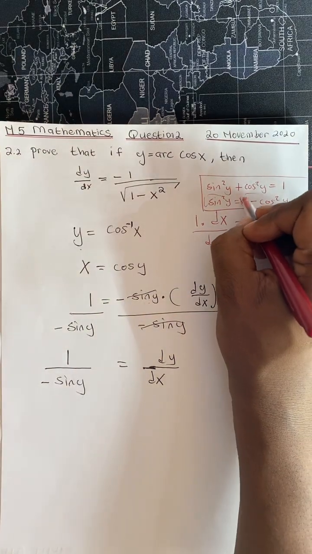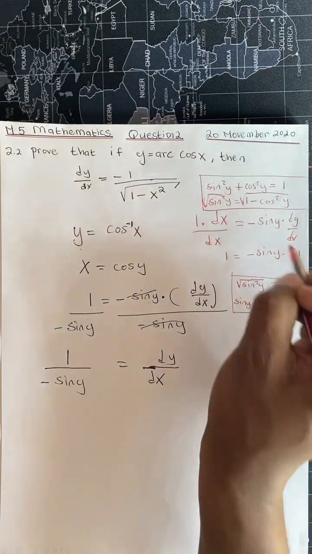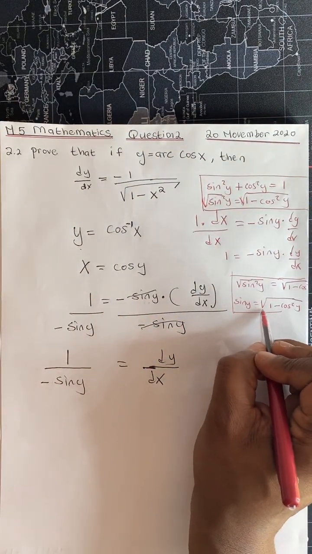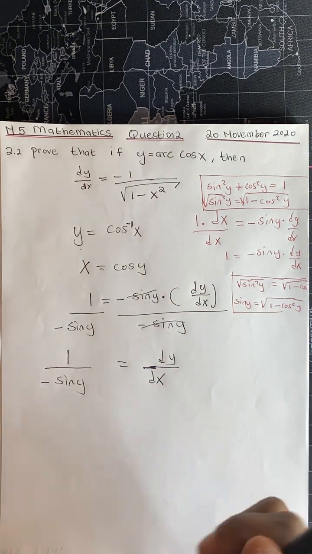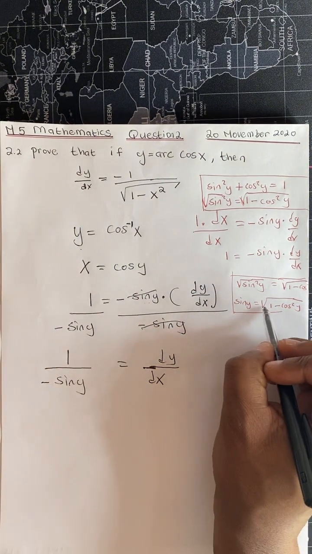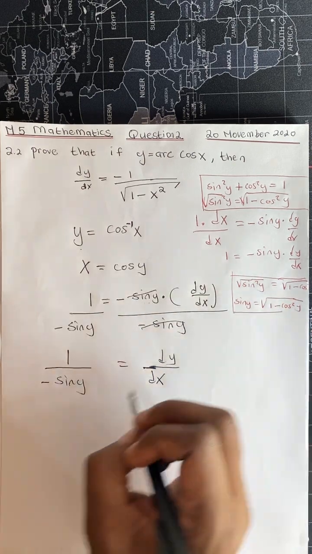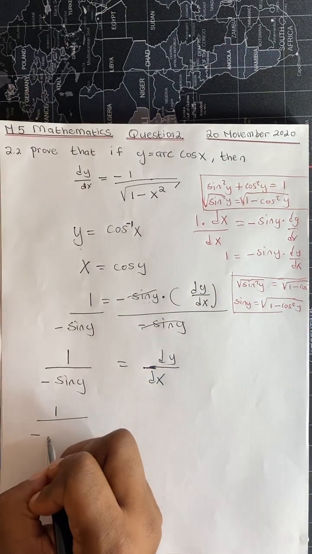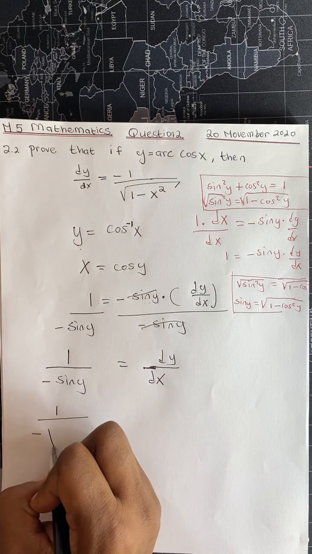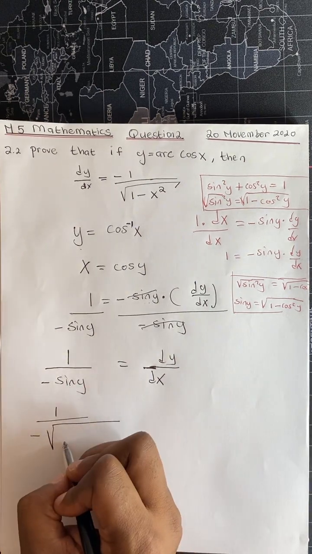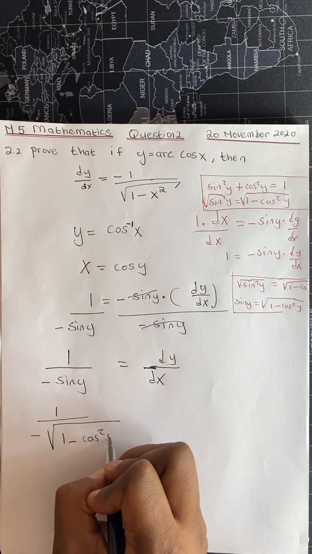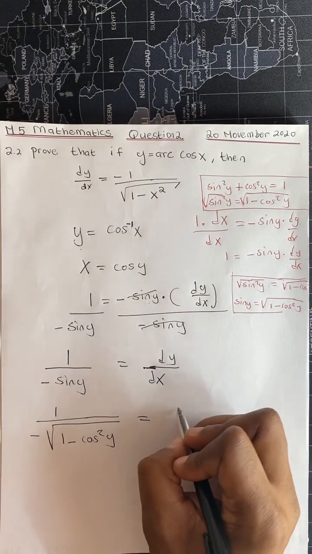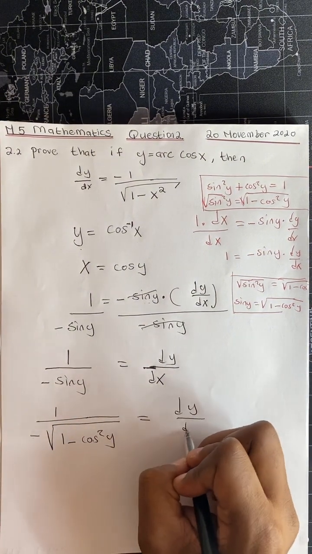So we apply the square root both sides, so sine y will be equal to the square root of 1 minus cos squared y. So in the place of this sine y, let's substitute the square root of 1 minus cos squared y. So this negative, we just keep it. This is equal to dy over dx.